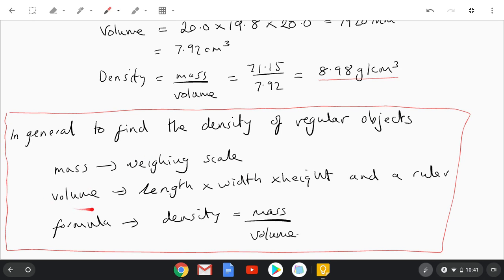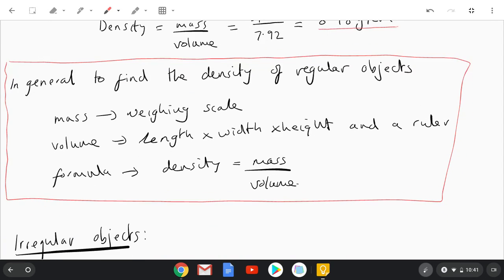You get a ruler or a vernier caliper, you measure the length, the width, and the height, and you multiply them together to find the volume. And then you use the formula density is equal to mass over volume to get the density. Now this is a typical exam question where they ask you, how are you going to conduct this experiment?